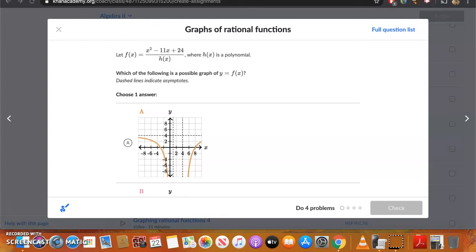Hi everyone, welcome back. We're going to do some problems from the next problem set for graphs of rational functions. Okay, so let's get started. Here we have our first problem.